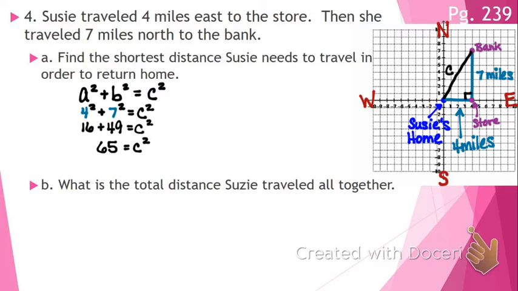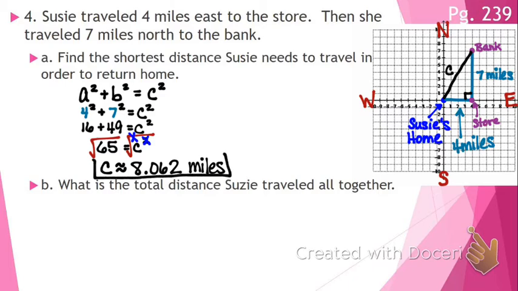I don't want C squared. I want just C. So I'm going to do the square root of both sides. Squared and square root cancel each other out. So I need to do the square root of 65 to figure out how many miles it's going to take her to be the shortest distance to return home. So I pop square root of 65 into my calculator, and I get that C is approximately 8.062 miles.